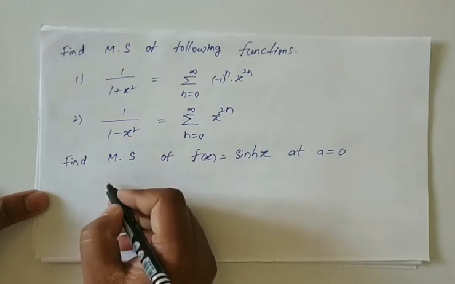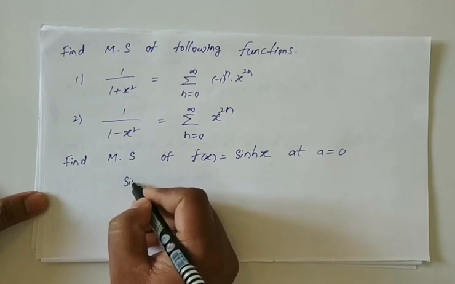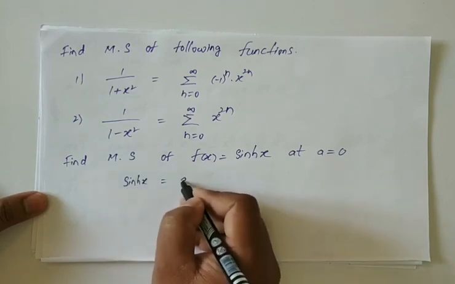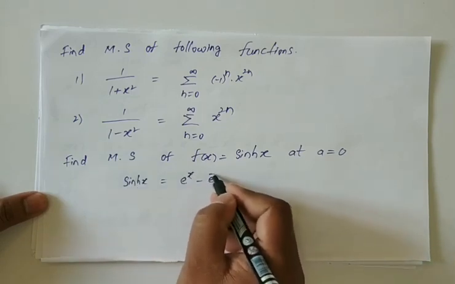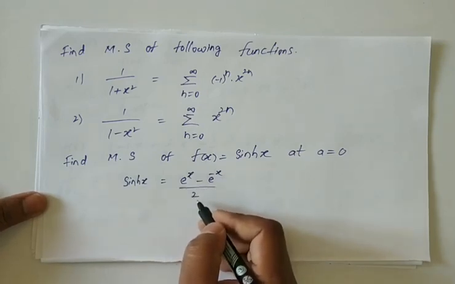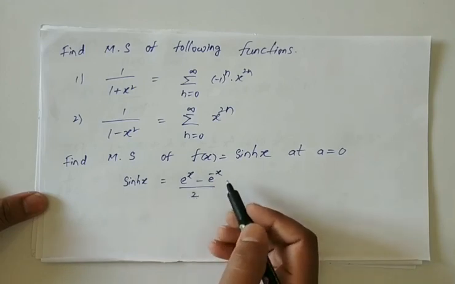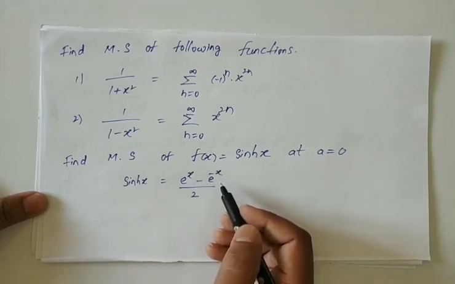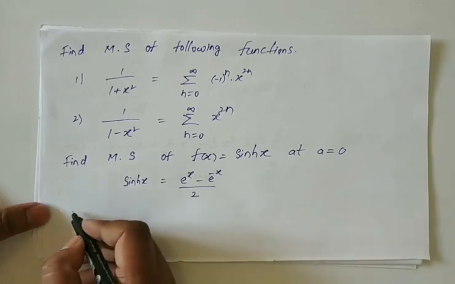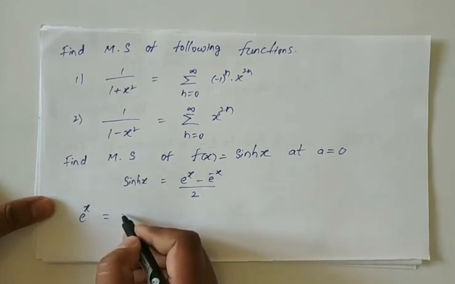What is the formula for sinh x, the hyperbolic sine function? Sinh x is nothing but e power x minus e power minus x by 2. Already we know the Maclaurin series of e power x and e power minus x. So first write down the Maclaurin series of e power x and e power minus x. Tell me the Maclaurin series of e power x.